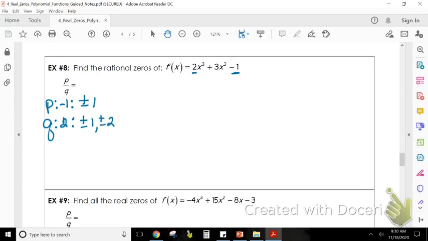So then to find our p over q's, we're going to take every p divided by every q. So we're going to take 1 over 1. And then, well, I'm done with the 1, so then I'm going to take the 1 over the 2, which is 1/2. If you ask yourself how many options do I have that are rational, it's really 4 because of the plus or minus. All right, so we need to pick one. And so let's try -1.